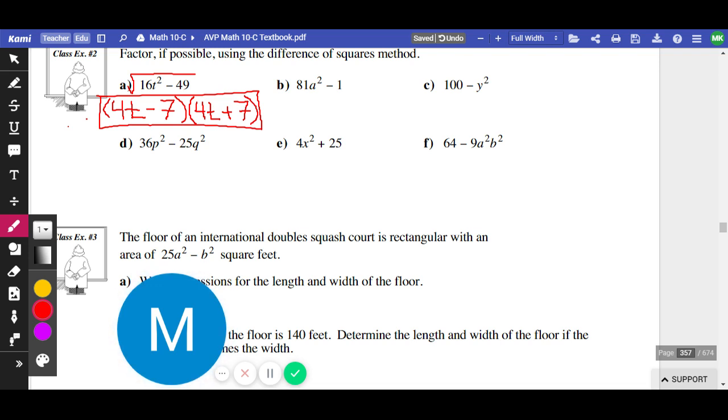81 is square rootable. A squared is square rootable, but is 1 square rootable? And that's one that always throws people off. 1 is a perfect square number. What's 1 squared equal? 1. Right? So 1 times 1 is 1. That means 1 squared is 1. That means 1 is a perfect square. It's just when you square root it, you're going to get 1. So it's not a very exciting perfect square, but it is a perfect square. So when I square root all that, I get 9a minus 1, 9a plus 1.